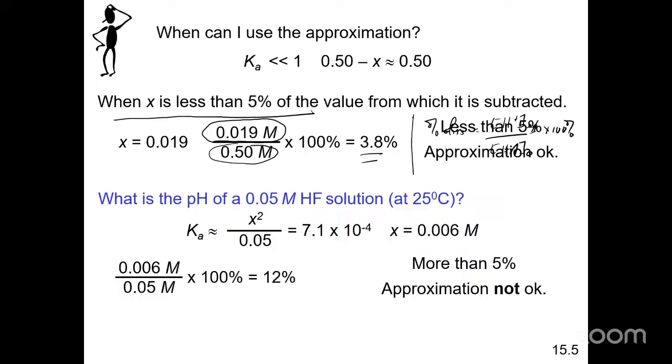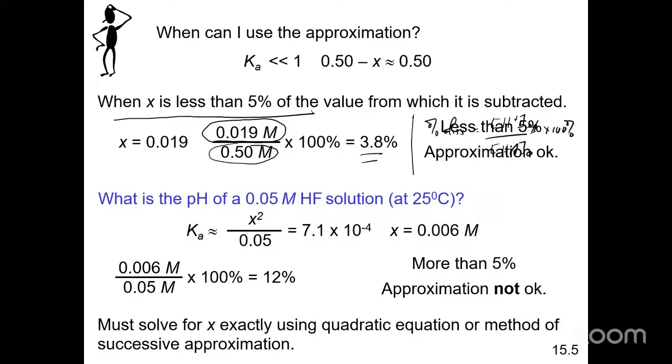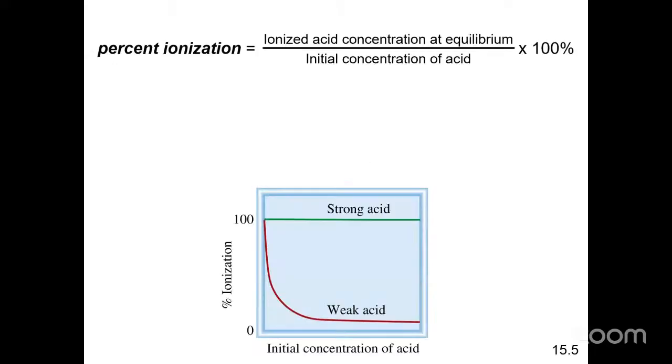let me continue and then we'll get to the assignment question, right? Just to reiterate what I just said, if the percent dissociation, and in some textbooks they call it the percent ionization, same thing, is more than 5%, then the approximation is not okay. And as stated down here, you need to solve for x exactly using the quadratic equation or method of successive approximation, which we won't be dealing with. All right, so let's move on. Here's the definition of percent dissociation or percent ionization. I gave you basically the same definition.